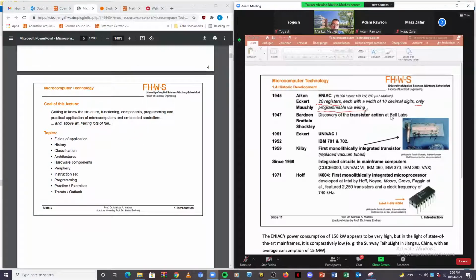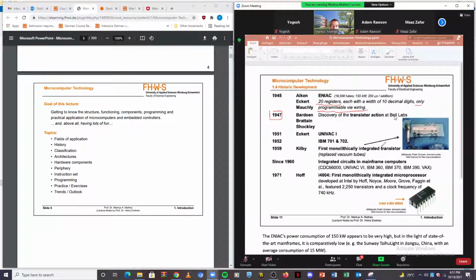Yeah, then 2 years later, 1947, there was the discovery of the transistor action or transistor effect at Bell Labs. Bardeen, Brattain, and Shockley were the scientists that made this possible. And based on this transistor effect, so in the end, based on the idea of an electronic switch that can be opened or closed, we have seen in the next years the so-called UNIVAC 1 and the IBM 701 and 702.